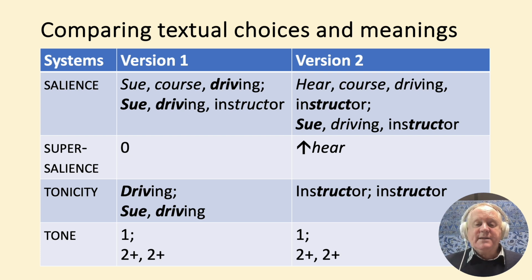The effect is to make the discourse focus on the fact that Sue is learning to be an instructor, rather than about her training to teach driving. That is why speaker 2 follows suit after speaker 1 makes instructor the focus, continuing the textual focus also on instructor. It would be counter-expectant if in version 2 speaker 2 had replied with the tonic focus on driving, as in the first version.